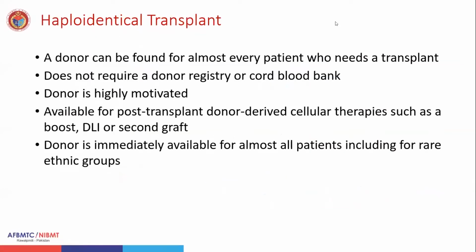So the major advantage of haploidentical transplantation is that a donor can be found for almost every patient, nearly 95% of patients, in fact, who need a transplant. And usually there are more than 2 donors in the family. So the parents, the siblings, the children, nephews and nieces, and even grandchildren. It does not require a donor registry or a cord blood bank, and that is a major plus for under-resourced countries like us. The donor is highly motivated, being a family member, and is available for post-transplant cellular therapies such as a boost, a DLI, or even a second graft.